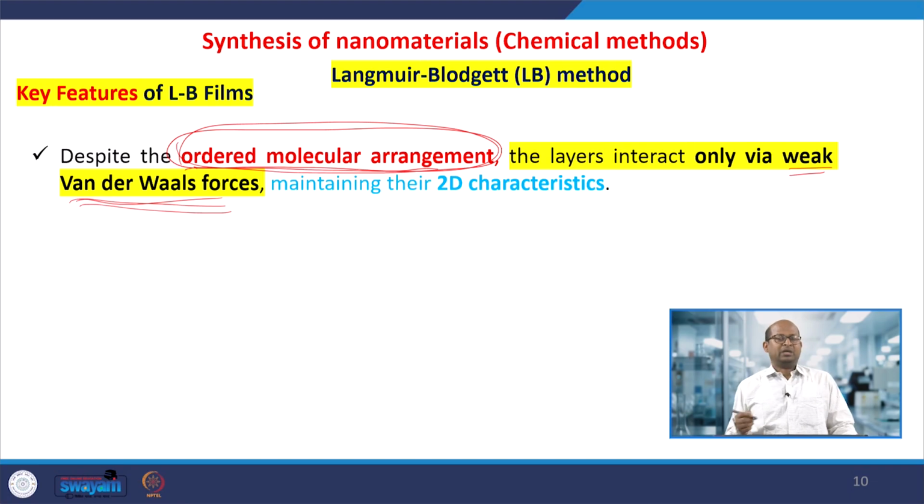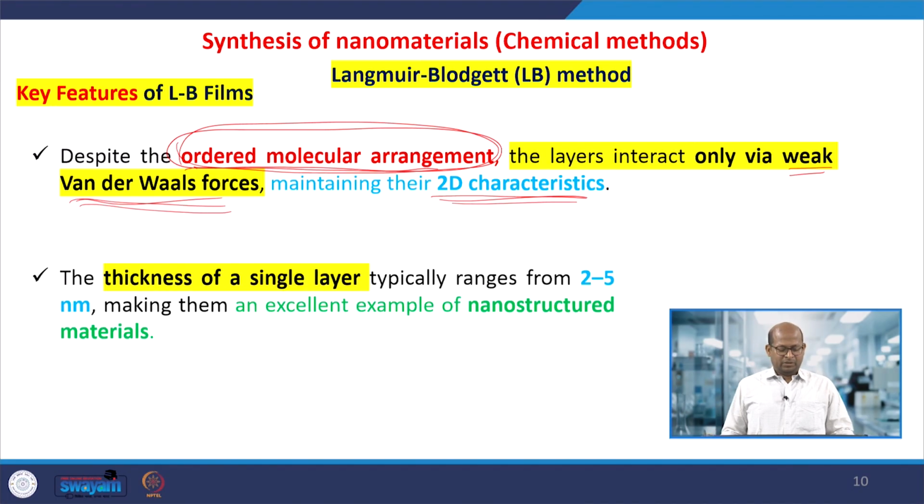Basically, the weak Van der Waals force of attraction plays a role for this type of layer formation, and these layers usually maintain a 2D form. Also the thickness of the films formed during this LB method is 2 to 5 nanometers. So if the film thickness is 2 to 5 nanometers, a very small thickness, then that particular film can be used for preparation of very small nanostructure materials.